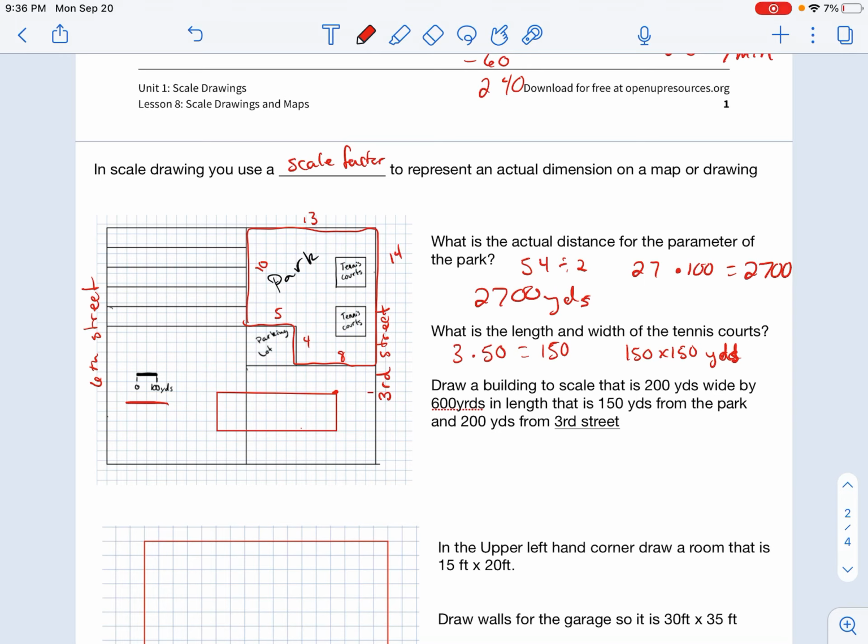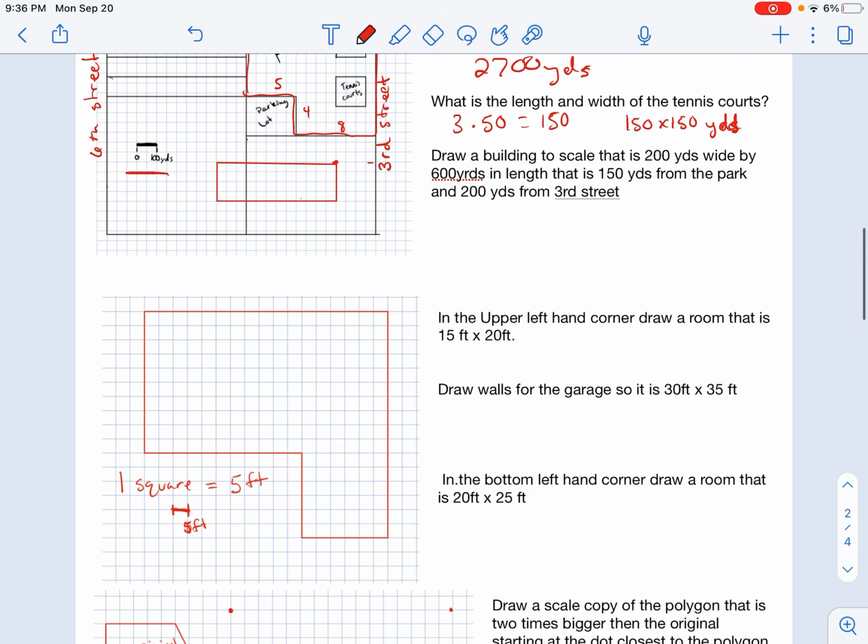So there we've drawn to scale this building, and we've placed it 150 yards from the park and 200 yards from 3rd Street. Okay, so that's just using a scale now to actually draw a picture or dimension that we are given the actual dimensions of.